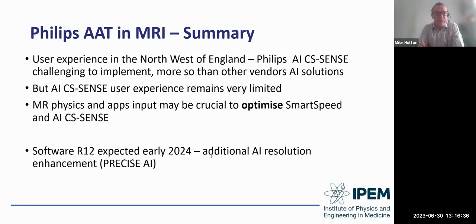And one bit of good news, which some of you will be aware of: software release 12 from Philips is expected in early 2024. And that is going to come with an additional option for AI resolution enhancement, which I think is going to be called Precise AI. That'll be really interesting because it may resolve some of the issues with the blurring with higher denoising factors, but it also gives another option potentially to accelerate imaging through reducing the acquisition matrix a little bit and then using the AI to give you back your resolution in the image.